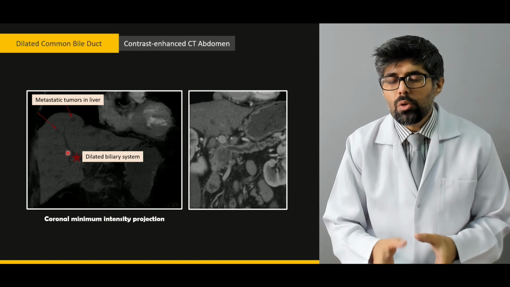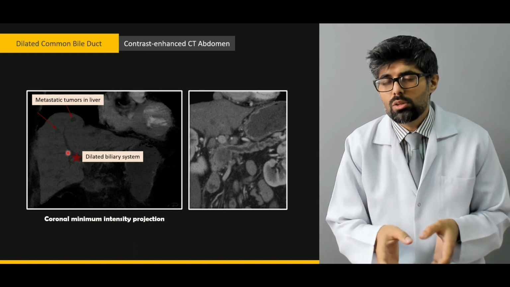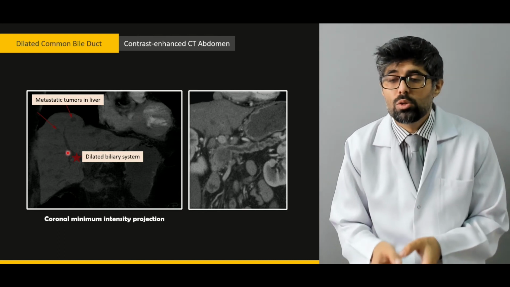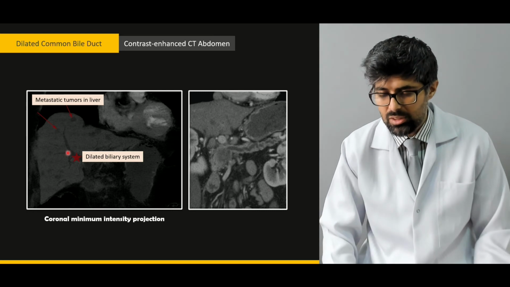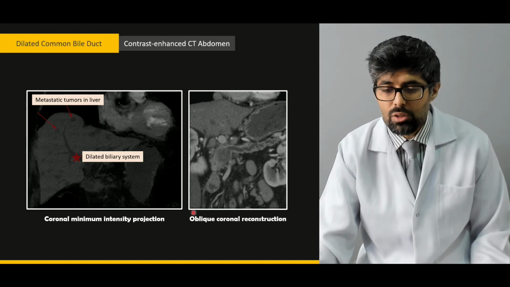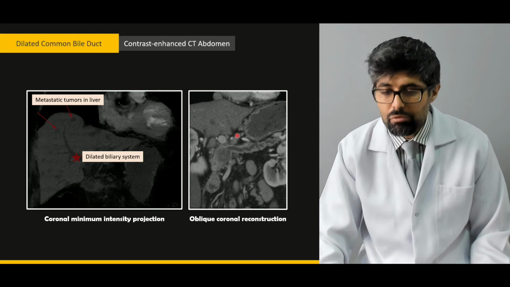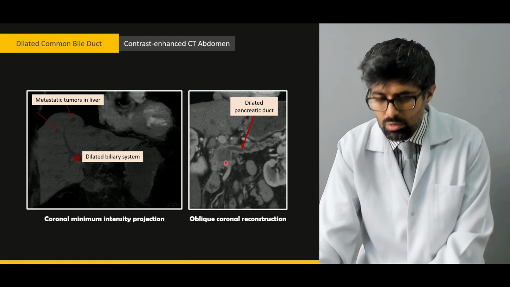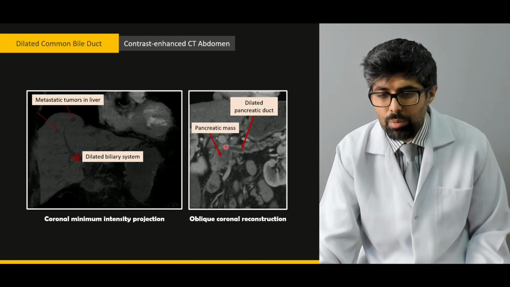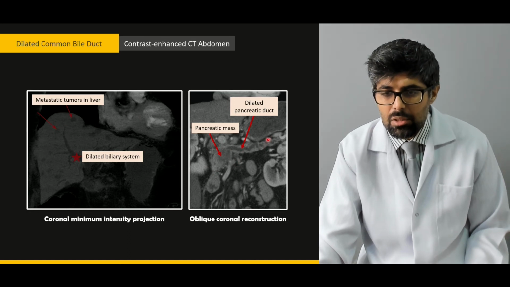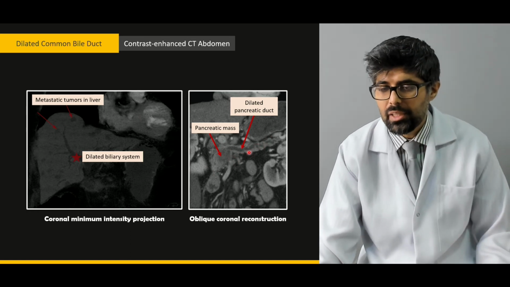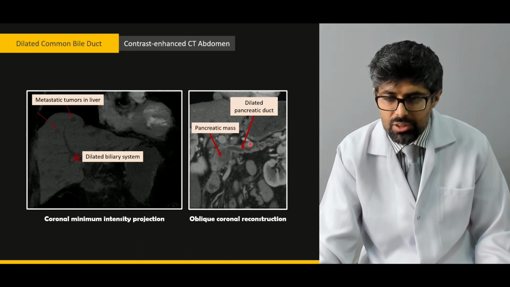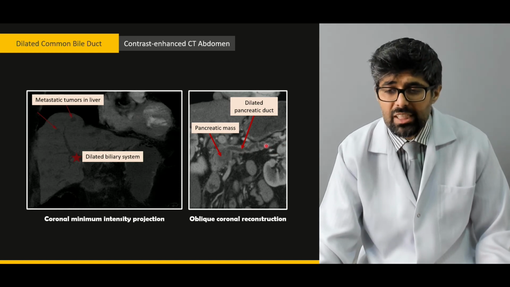Now, it can happen not only because of tumors inside the liver, it can also happen because of tumors inside the pancreas. And this second slide, which is an oblique reconstruction, shows very clearly that there is a dilated pancreatic duct due to a pancreatic mass. Now, because of this pancreatic mass, the pancreatic duct has not only dilated, but it also has become tortuous because of the pooling of its excretion.